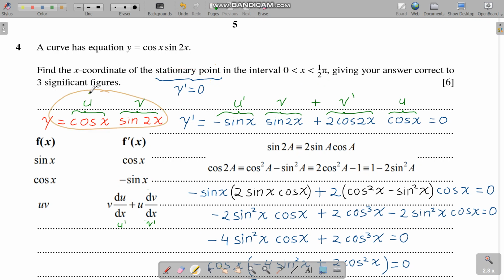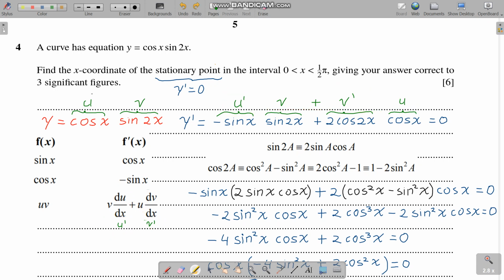This is y. The y is a multiplication, u times v, so we have to use the product rule. This is the product rule. So if we simplify, this is u prime, this is v prime, so the formula is u prime v plus v prime u.